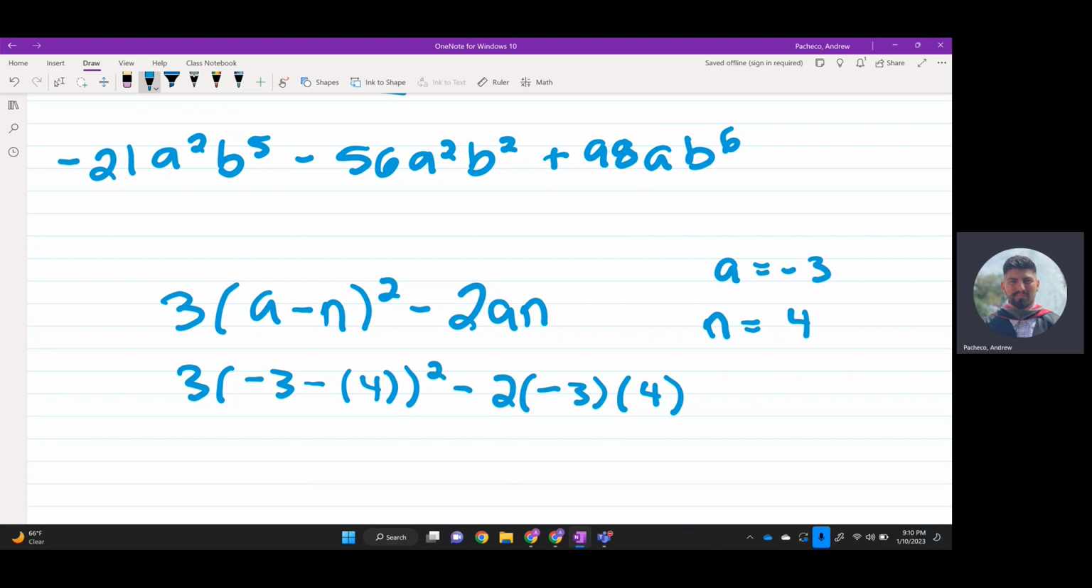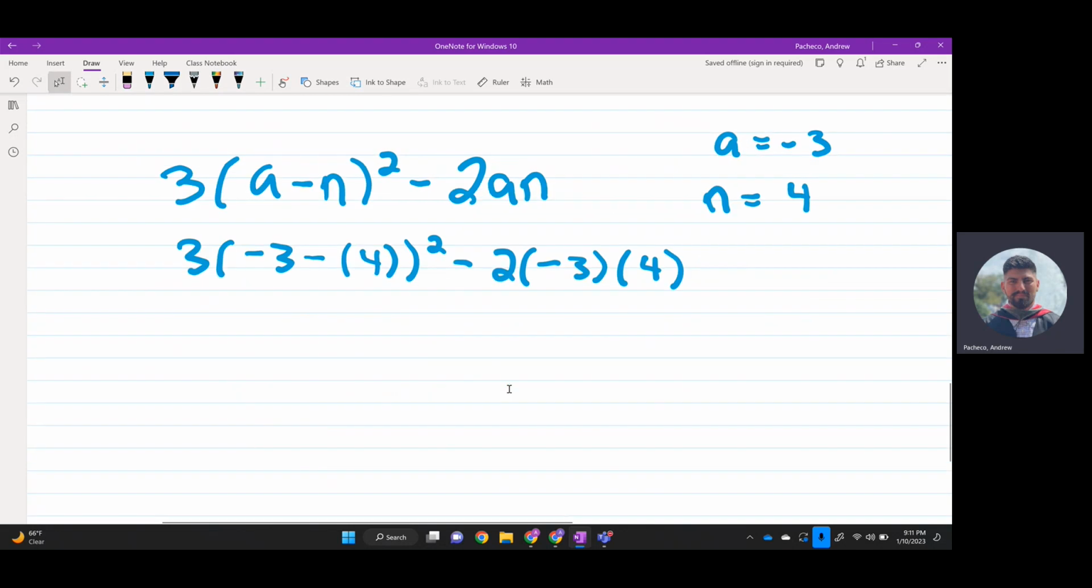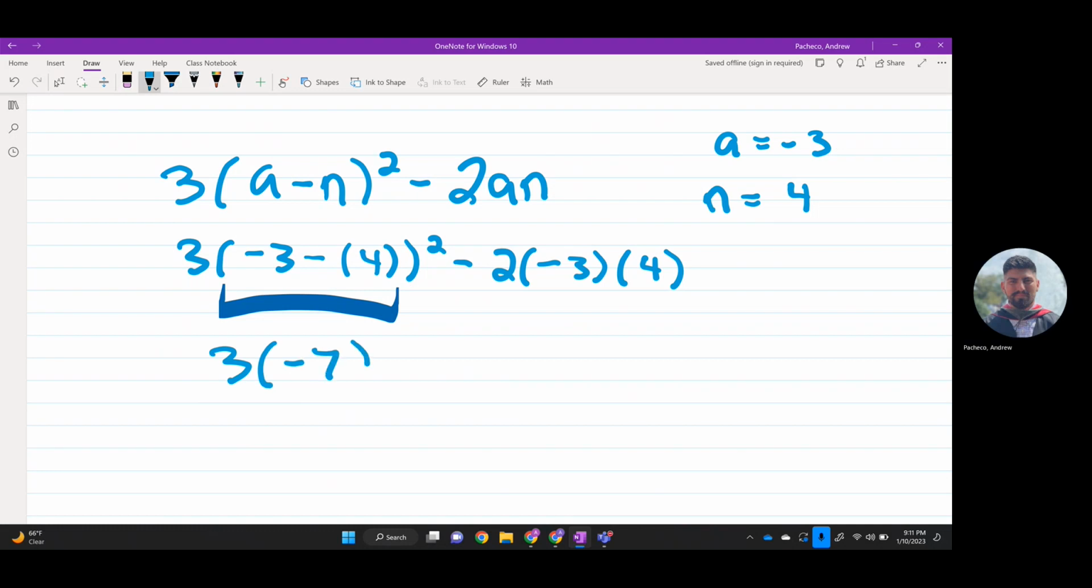All I did was, every time I saw an A or every time I saw an N, I plugged in what it's equal to. So I plugged in either -3 or 4 to evaluate the expression. The first thing I need to do is simplify the inside of this parentheses that has an exponent next to it. So -3 minus 4, that's going to be -7. -7 squared minus 2 times -3 times +4.